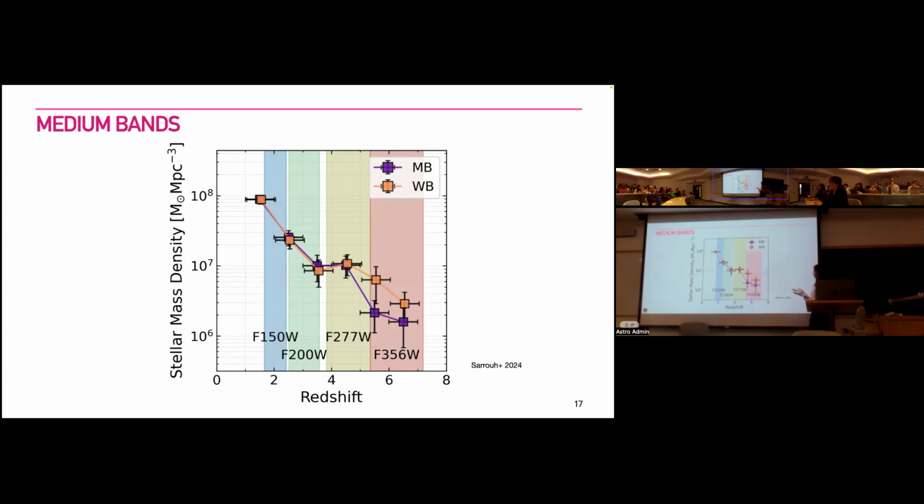So this is an example of the importance of using medium bands for the stellar mass density. This is a plot from Sam, another PhD student in the research group. Wide bands means only wide bands are used to estimate the stellar mass. And if it says medium bands in a purple square, it means wide bands and medium bands. It's showing that at higher redshift, if you only use wide bands, the stellar mass density is overestimated, as you have intracluster light coming from the background and you are only applying filters that have a very wide wavelength range. So use the medium bands.